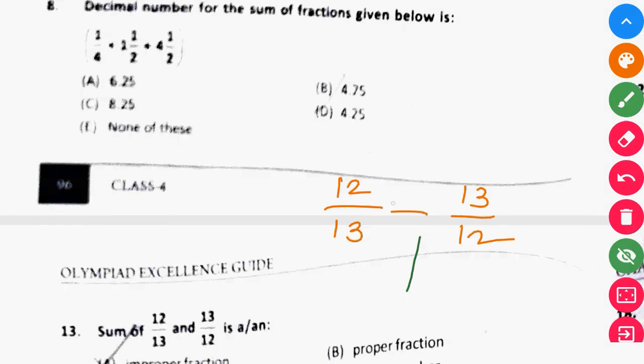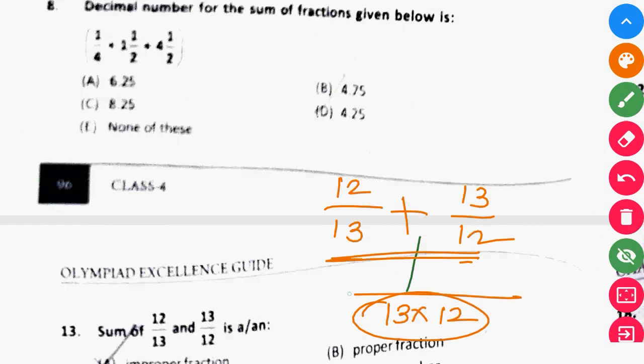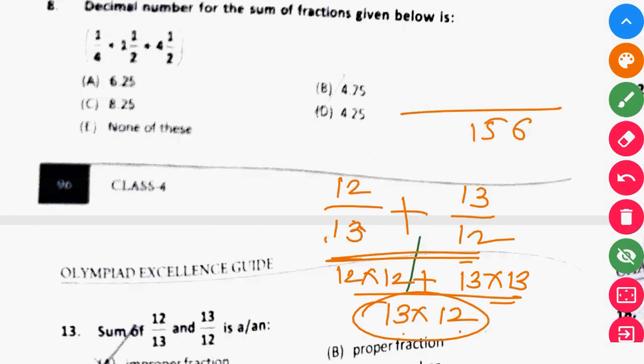Now how do we add them? First we multiply their denominators to make them common, or to convert them into like fractions. Now for 13, here we multiply with 12. So 12 12 multiplication and 13 13 multiplication. Okay. Now 12 3s are 36. 3 will be carry forwarded and 12 ones are 12. So 156 is the denominator which is common.